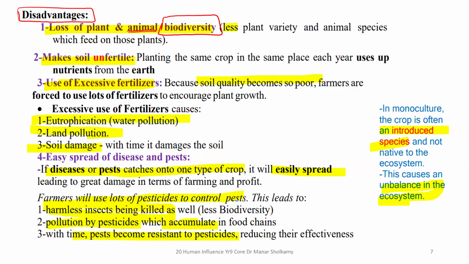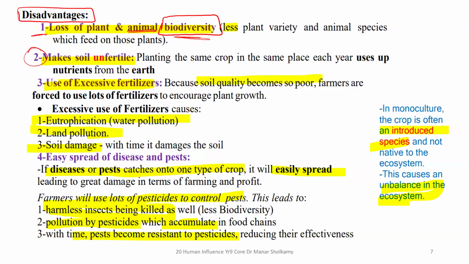But if you have one type of farm with one type of plant only, monoculture, if there is a disease, the whole farm is going to catch this disease and it's going to be a big, big problem. So let's read the disadvantages together. Number 1, loss of biodiversity. And this is a very big disadvantage in nature. We want more biodiversity. Anything that leads to less biodiversity is not good.